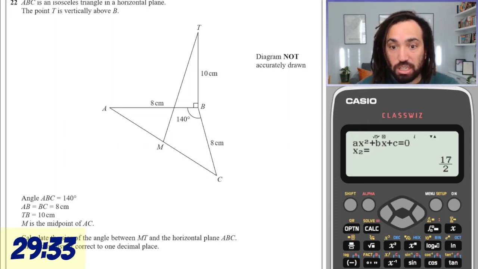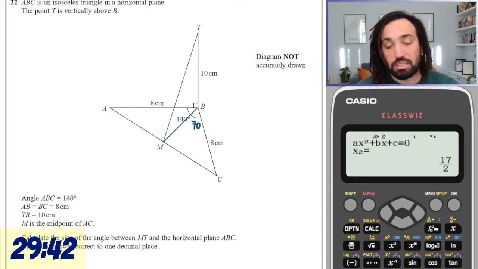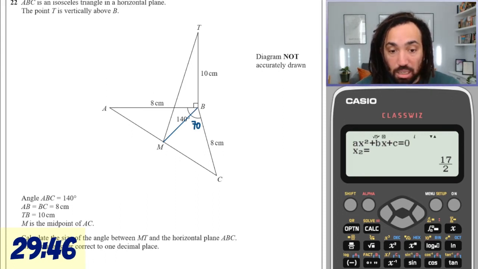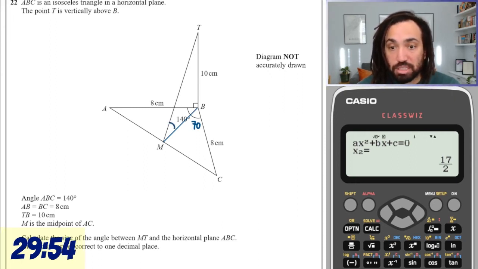Okay, so this is an isosceles triangle, and M is the midpoint, I hope. Yes, it's the midpoint. So I can split this down the middle, and that will be 70 degrees on that side. The size of the angle between MT and the horizontal plane, so this is the angle I'm actually looking for. I'm going to need this side here, let's call it X.